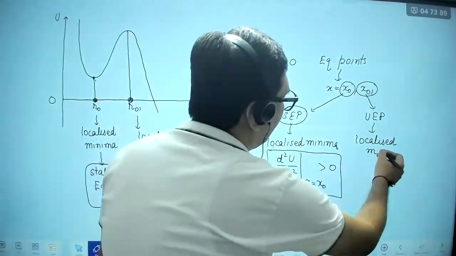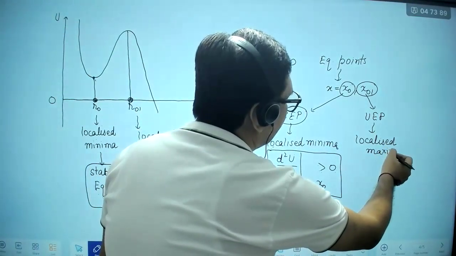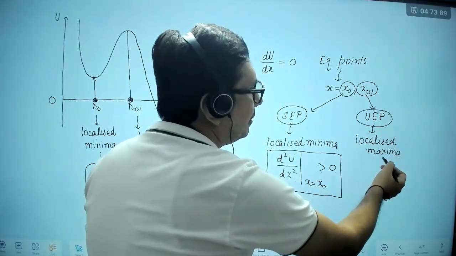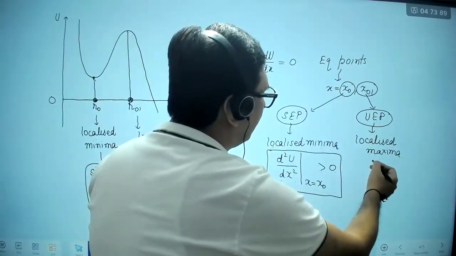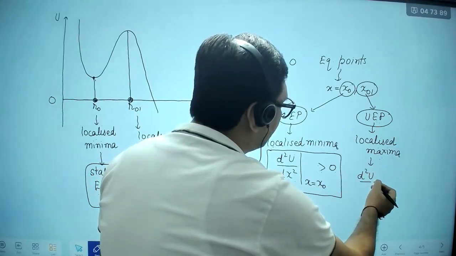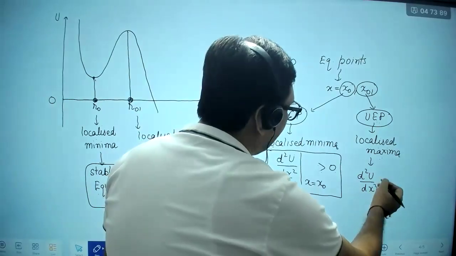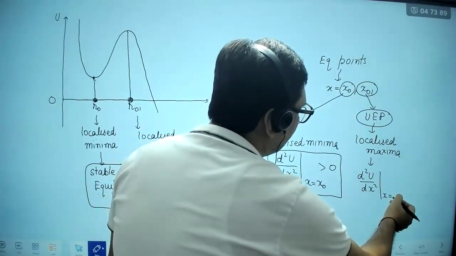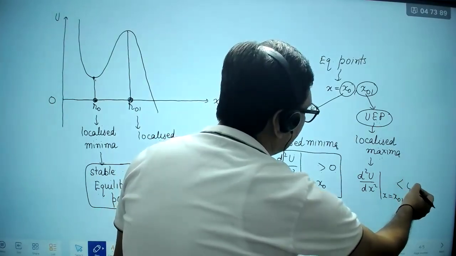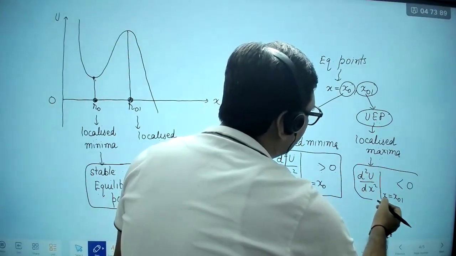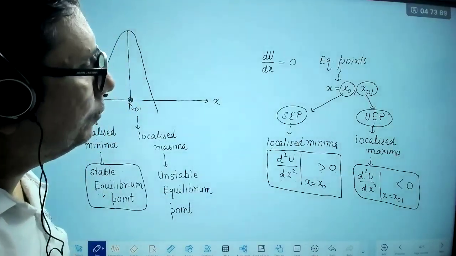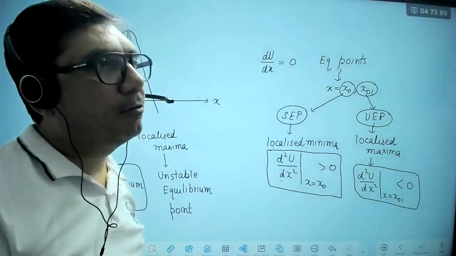And you are going to get a localized maxima at the unstable equilibrium point. So the condition of maxima will be the condition of an unstable equilibrium point. And what will it be? This d square u by dx square at x equal to x0 1 should be less than 0, negative. So the second derivative will be negative for the unstable equilibrium point, and positive for the stable equilibrium point.